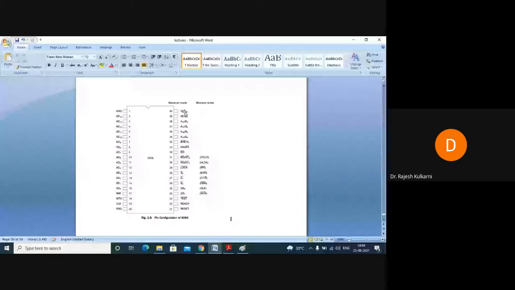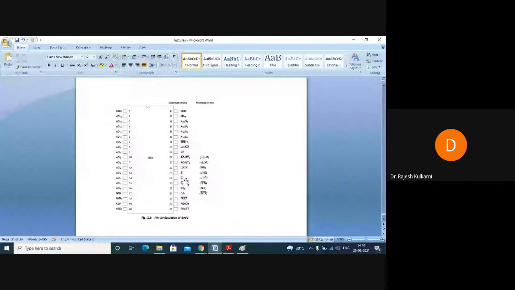Then you have the M and IO bar line. What does it indicate? Here it is. Where? In the minimum mode. So in the minimum mode, you are seeing M and IO bar. M and IO bar means memory or IO. Okay. So next one is INTA.